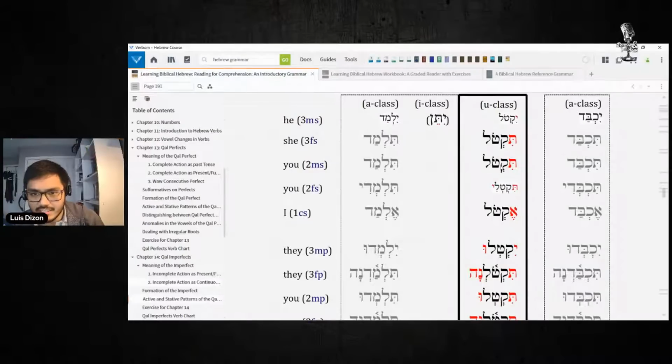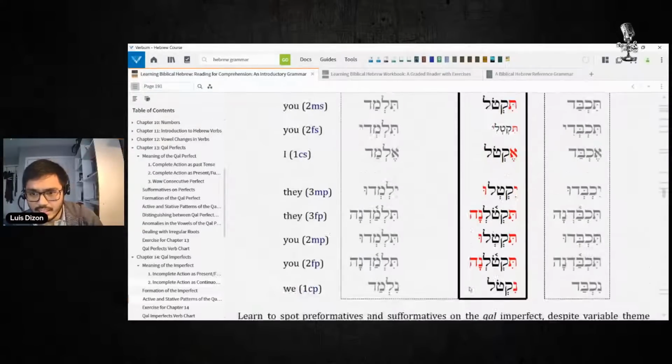Notice that they're using katal. A lot of textbooks like to use katal as their main verb form. I don't know why. It's a verb that rarely actually occurs in Hebrew. It means to kill. Hebrew has many verbs for killing, and katal is one of the less common ones that will come up. I believe that probably the reason why they prefer using katal is because it's a fairly predictable verb form.